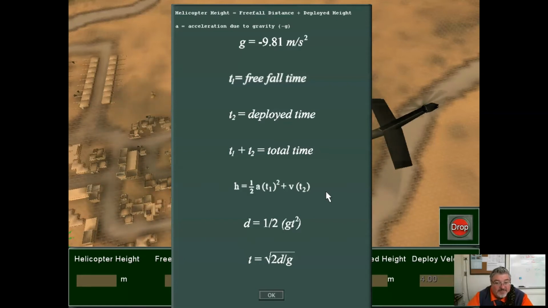velocity, right? Velocity is meters per second. And then time is seconds. When you multiply meters per second times seconds, that gives you distance. So really, D for parachute or deployed time, D equals V times T2. So this is for distance or height, but that's for free fall. The total height of the helicopter is free fall height plus deployed height. So add those two different heights together and you get the total height of the chopper.